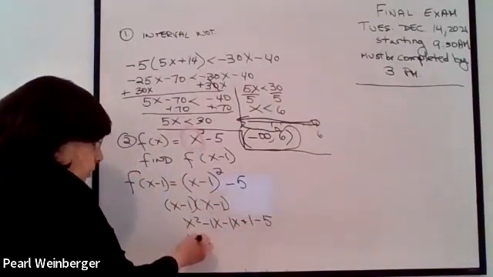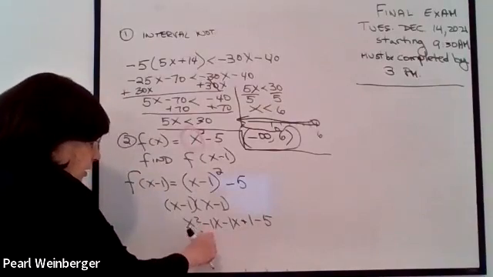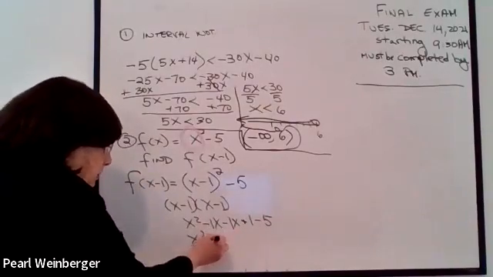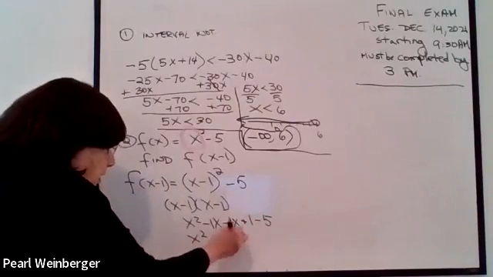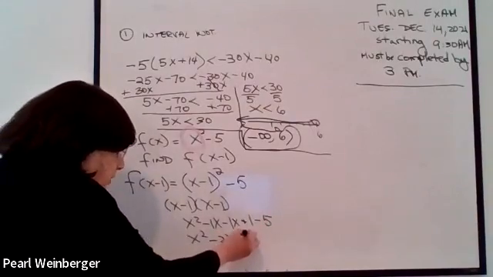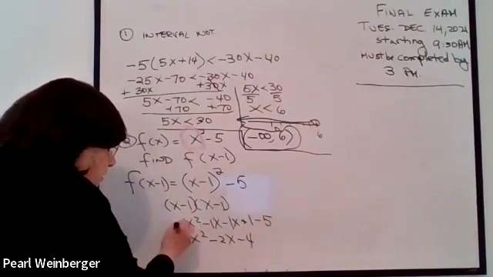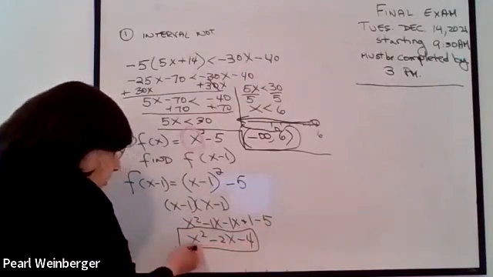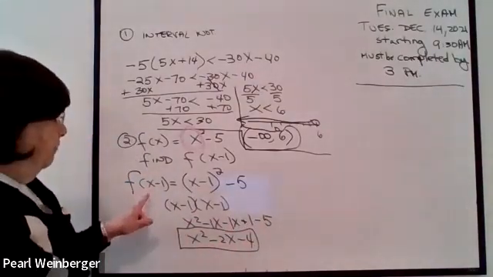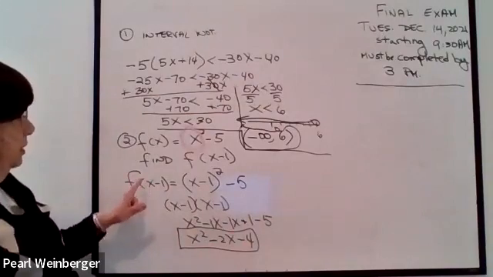And combining the like terms, we have x squared, negative 1x and negative 1x is negative 2x. And plus 1 minus 5 is negative 4. And this is the answer that you should have come up with for what f of x minus 1 is equal to.